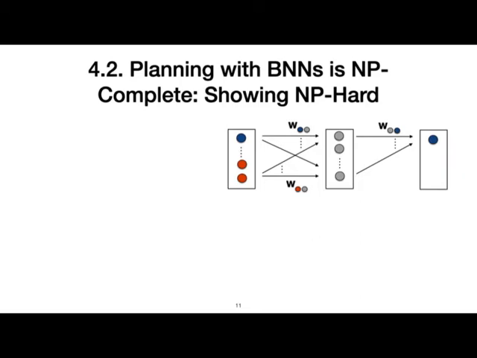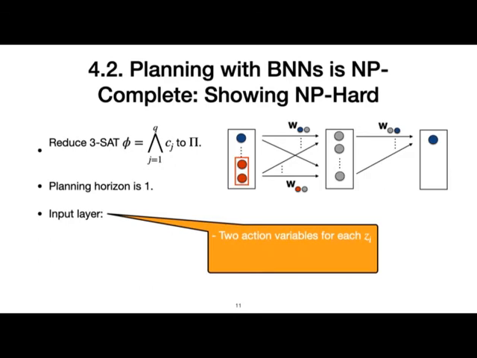Next, we will show that the problem is NP-hard. We will do this by reducing 3SAT to our learned planning problem, where we set the planning horizon equal to 1, and the input layer will have 2 action variables for each Boolean decision variable of the 3SAT formula, and we're going to have one state variable that's going to take the value of 1 if formula phi is satisfied, and 0 otherwise.